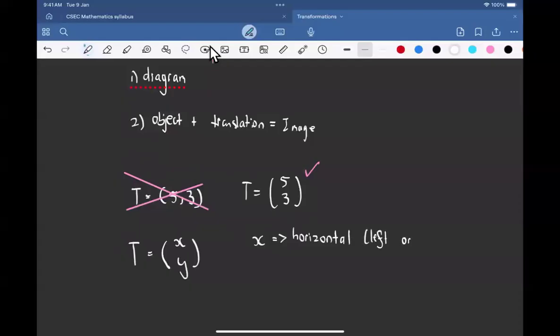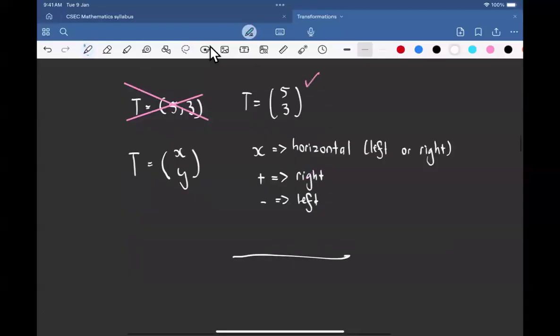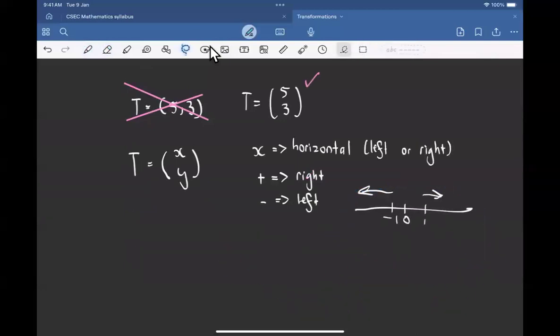All right. Now, if the value is positive, if it's a plus value, that means you're going right. And if it's a negative x value, you're going left. And if anybody is confused, just think about the number line: the positives in this direction and the negatives in this direction. So I can leave that here for anybody that might want it.